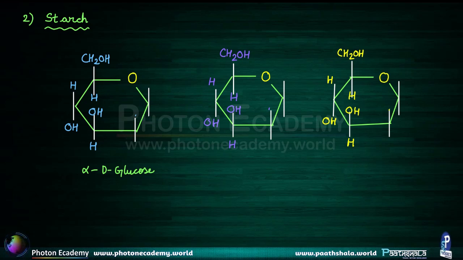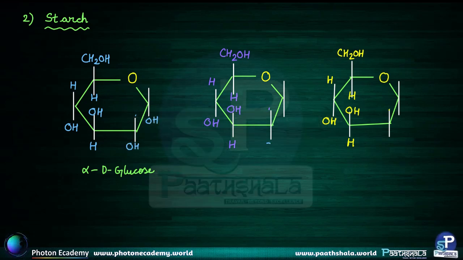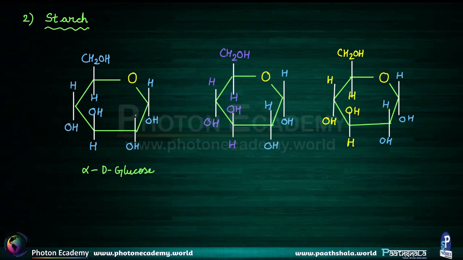Now, if we are talking about alpha D glucose, we know that the OH will lie on the cis position, that is on the same side. So let us first draw all the OH. Now, when we are done with the OH, we want a glycosidic linkage between these two alpha D glucose structures. So the glycosidic linkage that exists here will be between our C1 and C4.